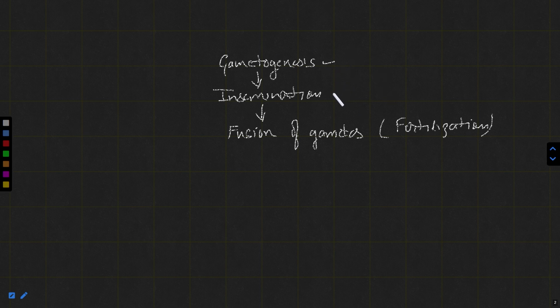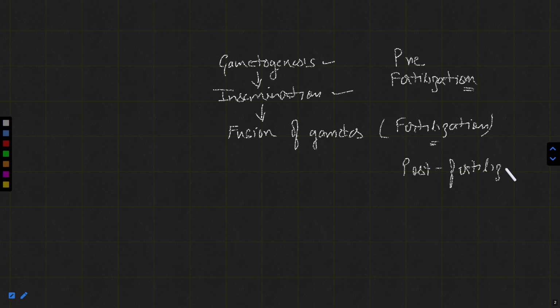So gametogenesis and insemination are pre-fertilization events, meaning before fertilization. Then you have the fertilization, and after fertilization, you have the post-fertilization events, meaning after fertilization.